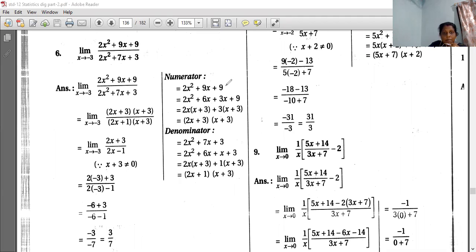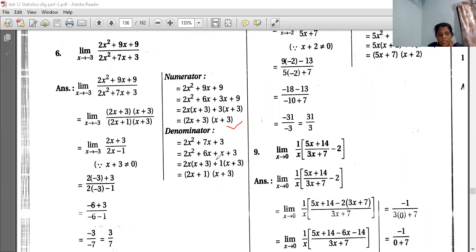So 2x square plus 9x plus 9. So 9 2s are 18. So 6 plus 3 is 9, and 6 3s are 18, right? So 2x square plus 6x plus 3x plus 9, that comes to 2x plus 3 and x plus 3. This is your numerator. In the denominator, 2x square plus 7x plus 3.